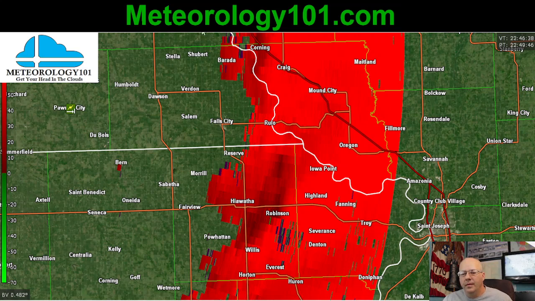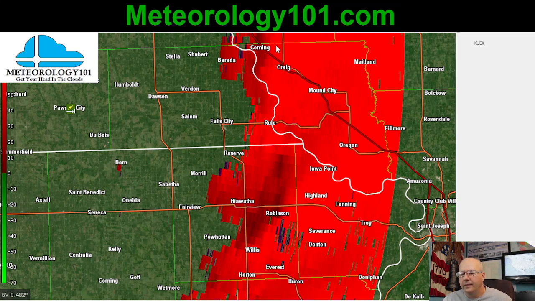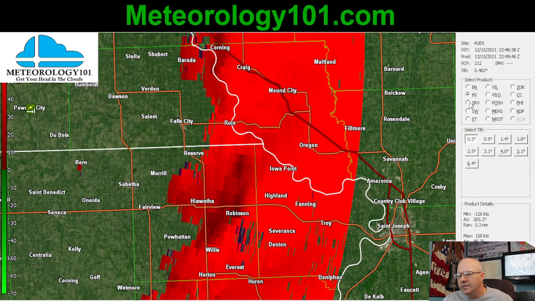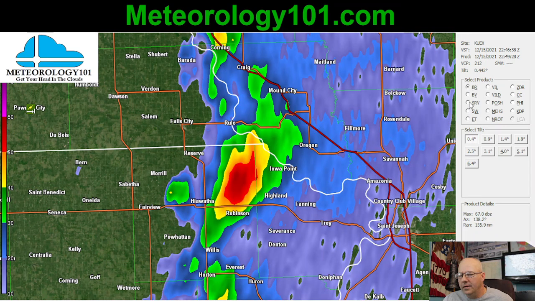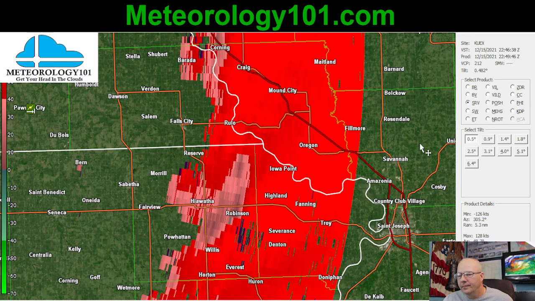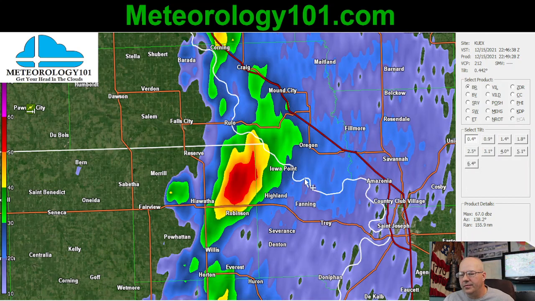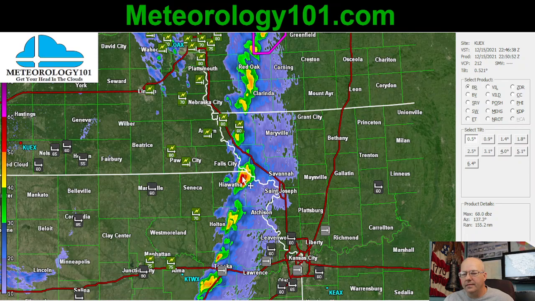Also, let me get to another panel here. We can go vertical integrated liquid. There's really nothing there at all. If we're pushing vertical integrated liquid all the way to the top of this storm, then we can get some significant weather out of that, but we're not showing it. That's the storm relative velocity. Echo tops, we're not even showing anything on the echo tops. If you get echo tops up to 20, 30,000 feet, then you can look at that cell a little bit closer.